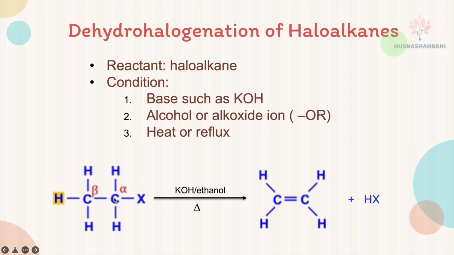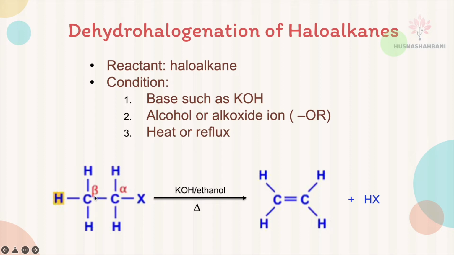Here, the reactant is haloalkane. This X can be any group 17 atom, any halogen, and then there is the removal of one halogen atom and one hydrogen atom. So one halogen atom, one hydrogen atom. The carbons involved in the removal are the carbon attached to the hydrogen and the carbon that is attached to the halogen.